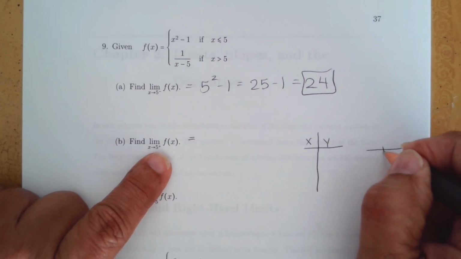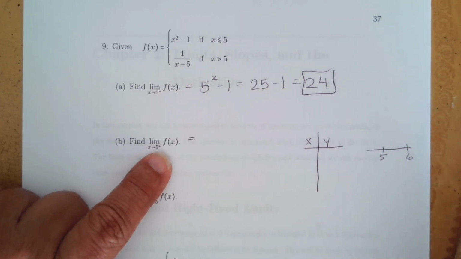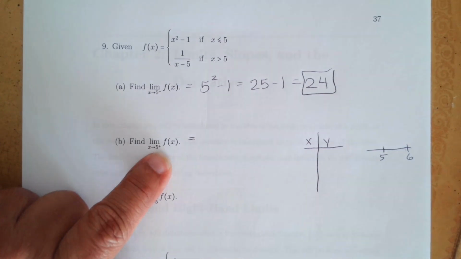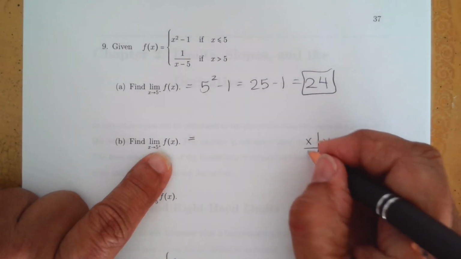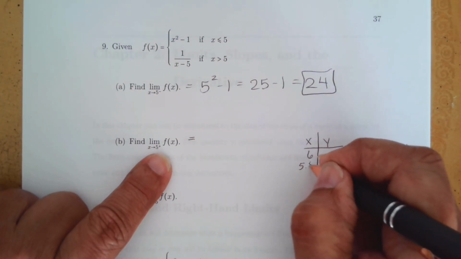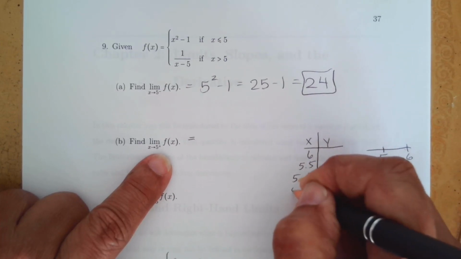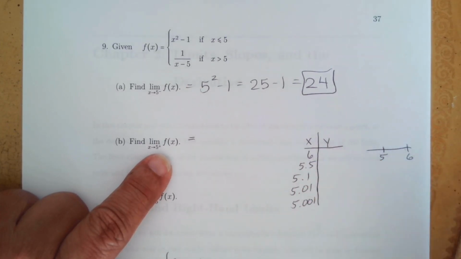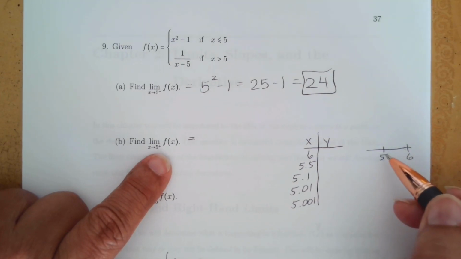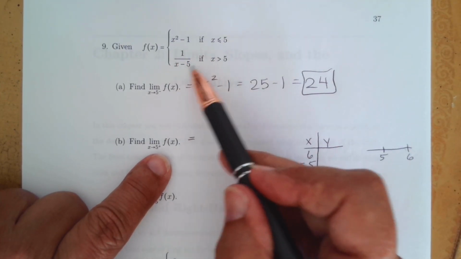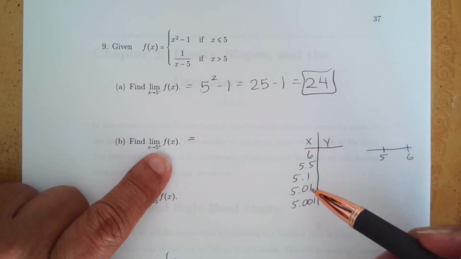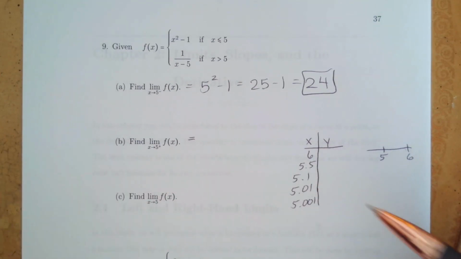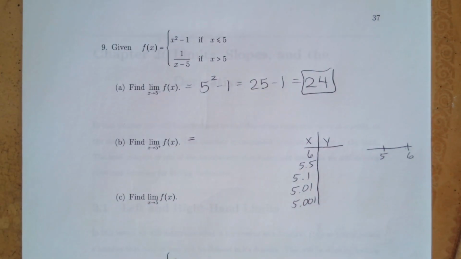Here's your number line. Here's 6. So we want to do 6, 5.5, 5.1, 5.01. That's what we want to look at. We're going to get closer and closer to 5 because I can't put 5 in here. It's not a polynomial. But there is a limit. Remember, the limit is what you're getting close to. So go to your calculator.